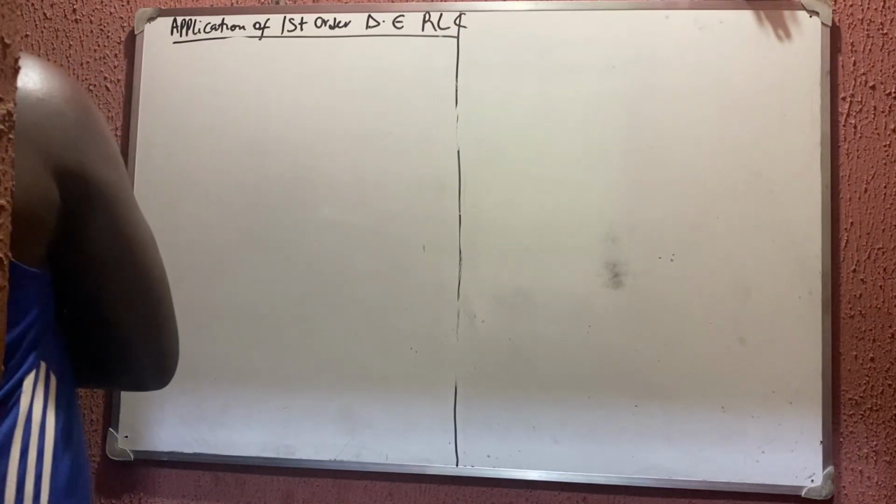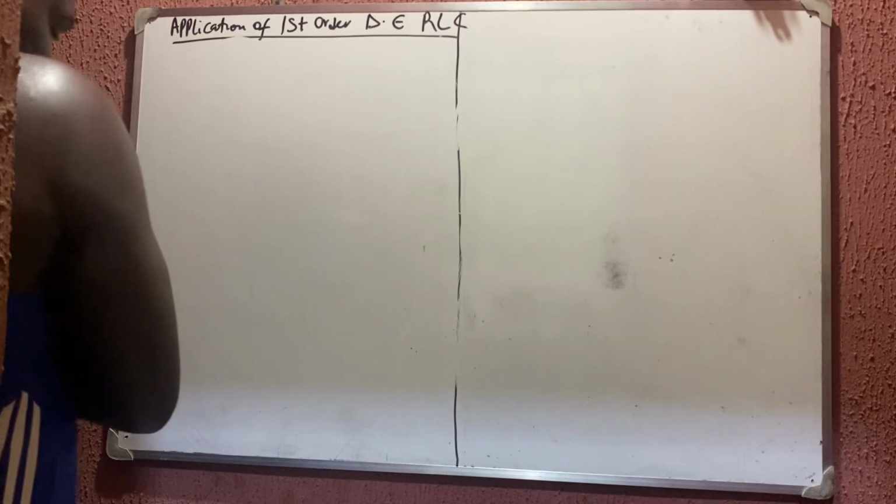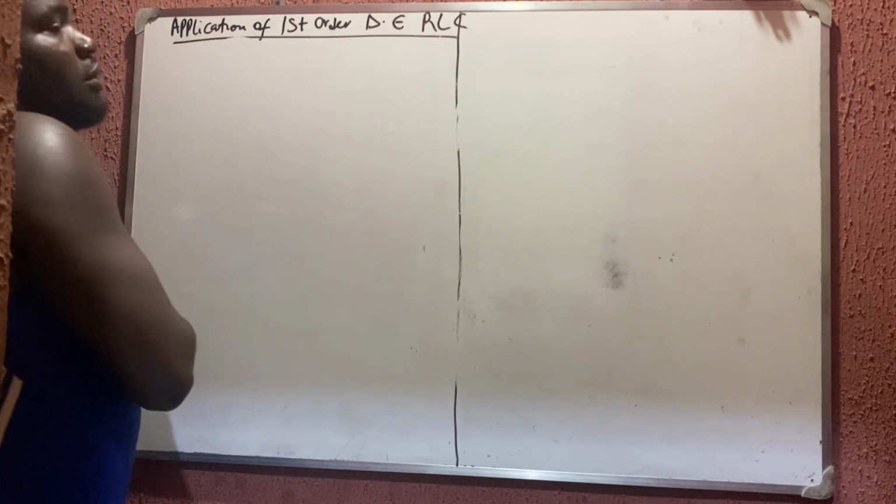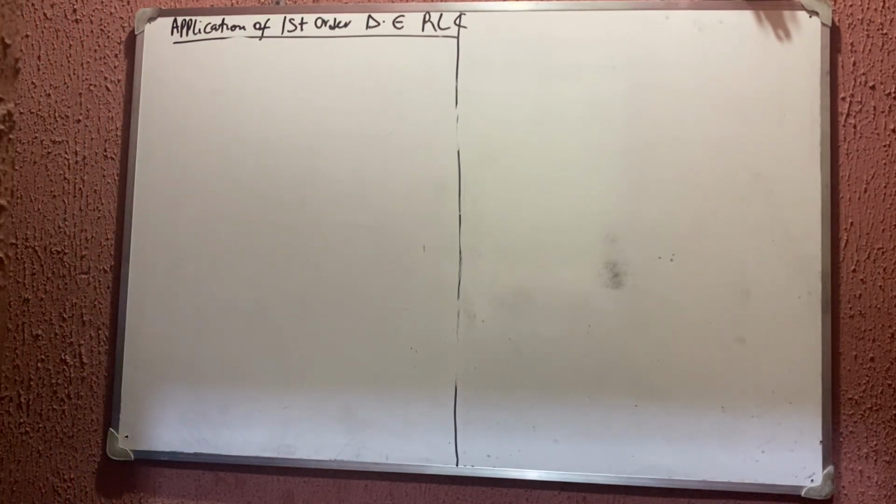Okay, we are still on application of first order differential equation to electricity. If you have not watched our first video, you can do that, where we explained and derived some differential equations for a circuit that has only a resistor, one that has only a capacitor, and one that has only an inductor. But in this particular video, we'll be talking about circuits that contain two.